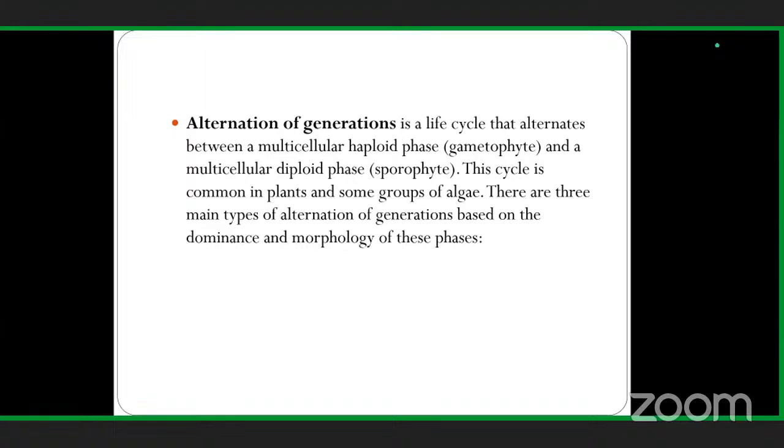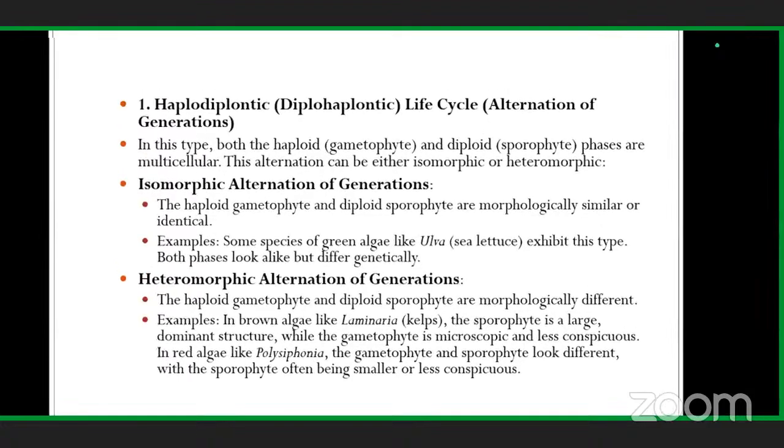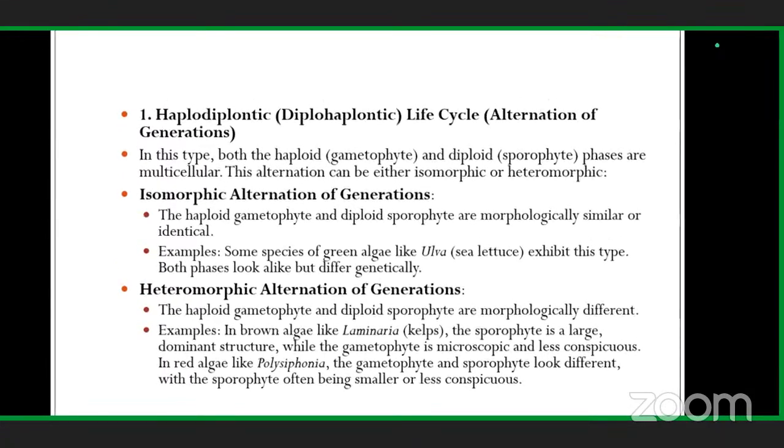There are three main types of alternation of generations based on dominance and morphology of these plants. Basically, alternation of generations means a plant exhibits a haploid phase, the production of gametes, the gametophytic stage, and a diploid phase, the sporophytic stage, where a plant is grown. So there are basically three types based on dominance. Number one is haplodiploidic, or diplohaplontic, life cycle. Haplodiploidic, or also we can say diplohaplontic.